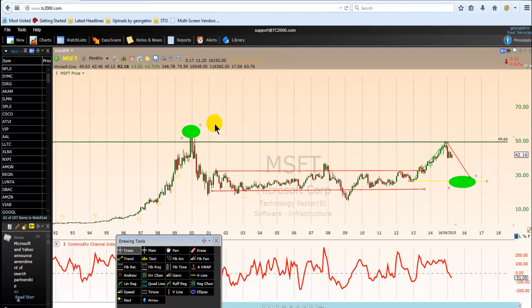What you should remember, whenever you see a resistance like this, just picture in your mind, okay, sellers. Does it make sense? So whenever you see, like here, just imagine that there are people waiting there to sell Microsoft stock. That's what I want you to picture, to imagine that, okay? So whenever we see a major resistance like this, just think of people waiting there to sell, okay?